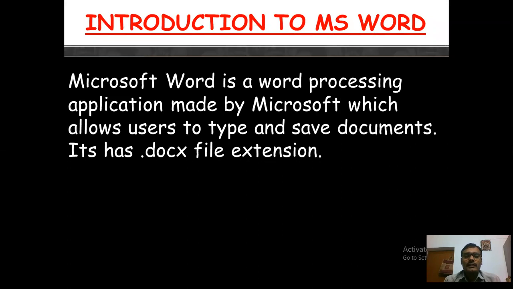What is MS Word? Microsoft Word is a word processing application made by Microsoft. Microsoft company has made MS Word, which allows users to type and save documents. It is especially used for typing and saving the documents, which is required in your day-to-day life. And it has a .docx file extension. It has a file name which ends with .docx.